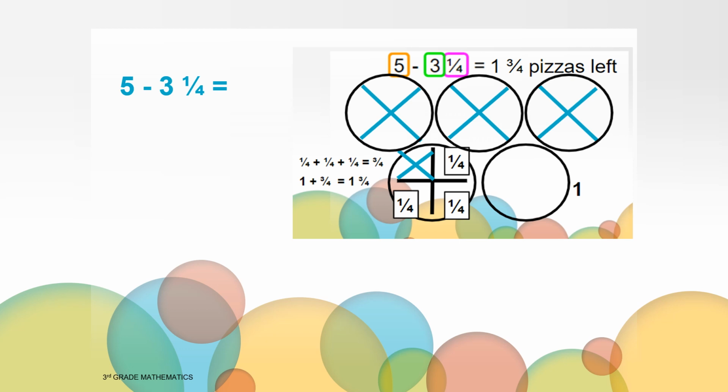To solve the pizza problem, we used a model to represent our thinking. Let's recap the steps that we took to solve this problem and put some equations with it to record them. What did we do first? Right. First, we subtracted 3 whole pizzas from the 5 pizzas. So 5 minus 3 equals 2. We had 2 whole pizzas left, and we subtracted the 1/4. So 2 minus 1/4 equals 1 3/4. Now we know that the whole equation, 5 minus 3 1/4, equals 1 3/4.